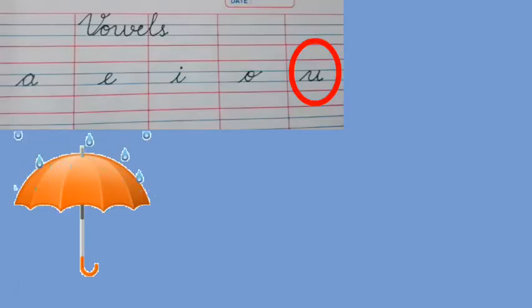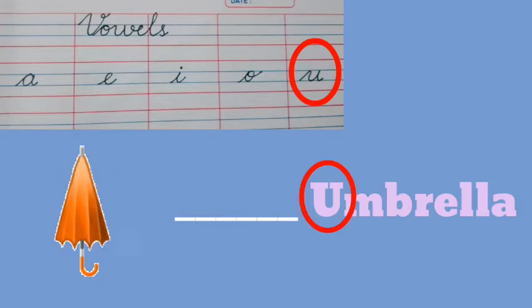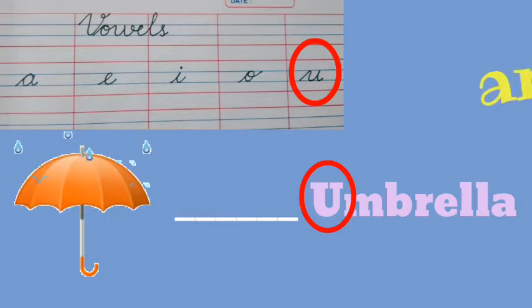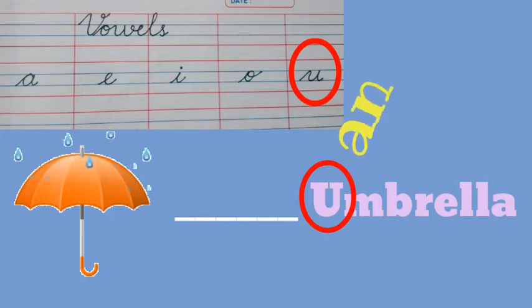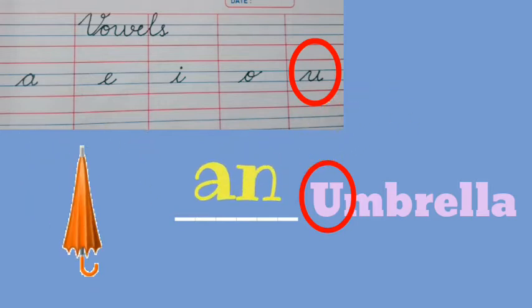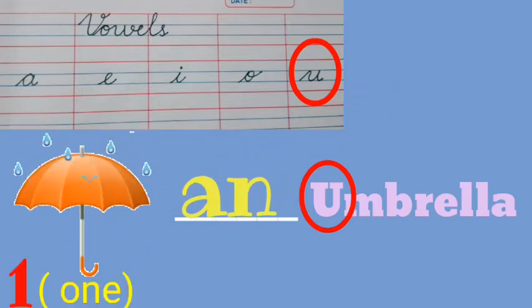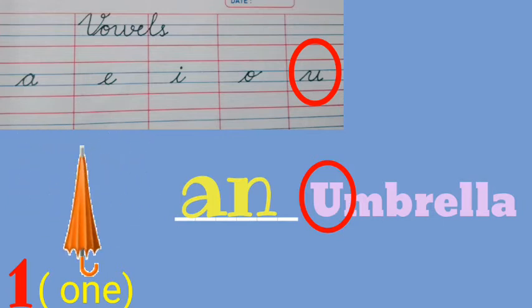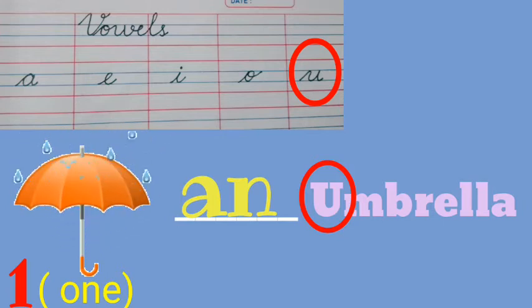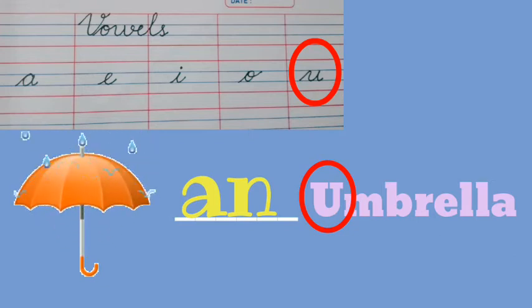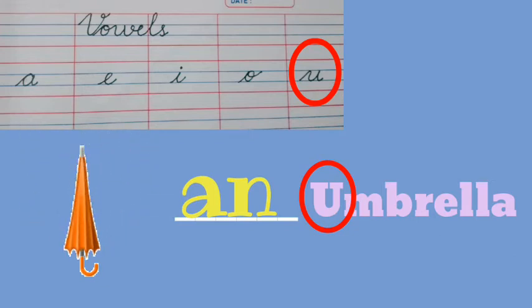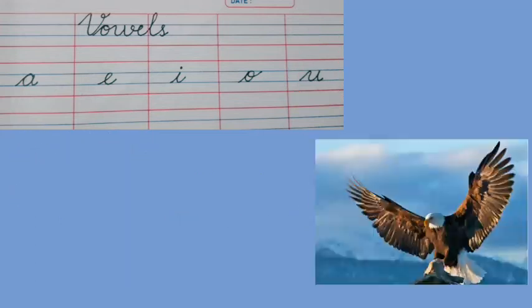Understood? If the word begins with a vowel sound and if it is singular in number, then we will use an. Children, as we can see, here is one picture of an umbrella and the spelling starts with U. That's why we are using an here. Let's see another example.